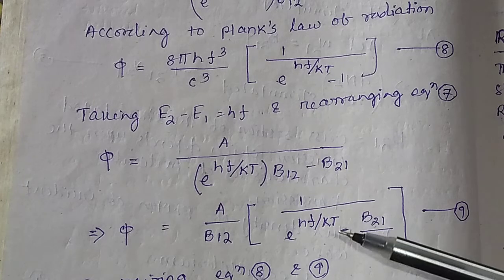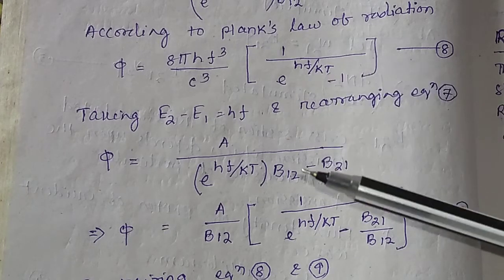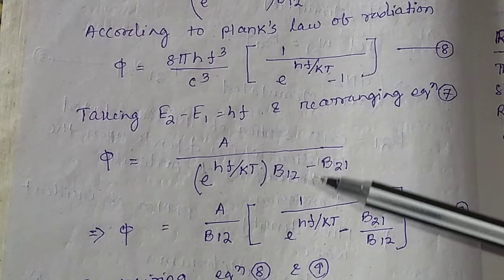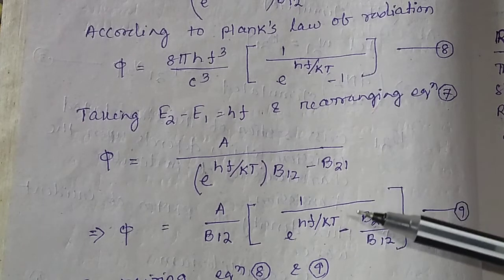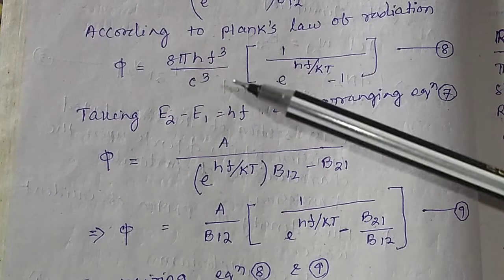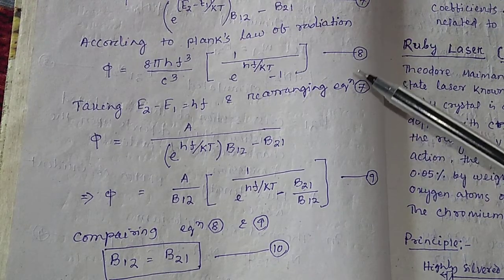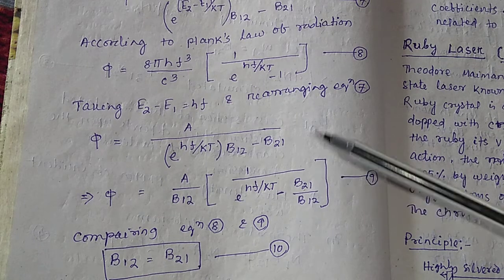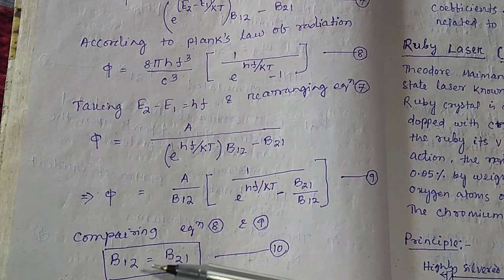Now you can compare. You see equations 8 and 9 are of a similar type. 1 divided by e to the power hf by kT here, and here also 1 divided by e to the power hf by kT, and here minus 1, and here B21 divided by B12 will be equal to 1, and this factor will be equal to this factor. So if you compare these two equations 8 and 9, you will get B21 by B12 equal, that is, B12 will be equal to B21.